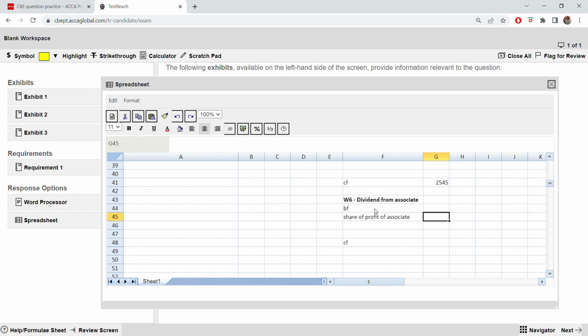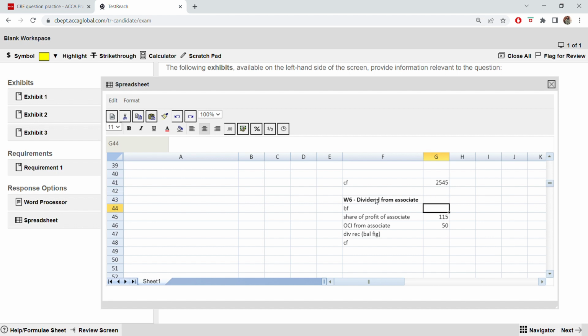Share of profit of associate is already given in the profit and loss, 115. Then OCI from associate. See, profit of associate and OCI you have to treat differently, okay? How much is it? 50? You have to go to your statement of profit and loss and see there. That other comprehensive income from associate is 50. And then your dividend received is a balancing figure. It will be a negative figure if you try to balance this, but in the main table it's a plus figure because it's an inflow.